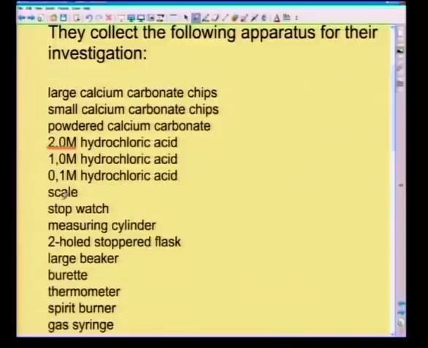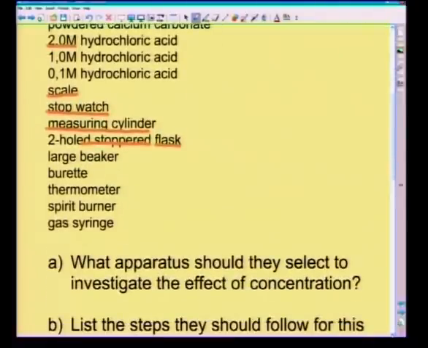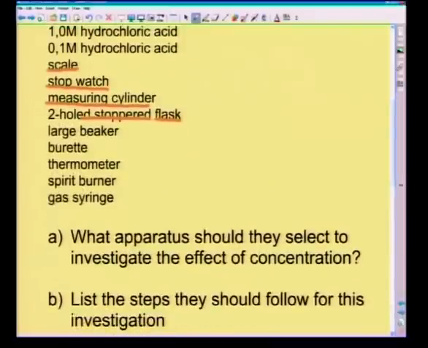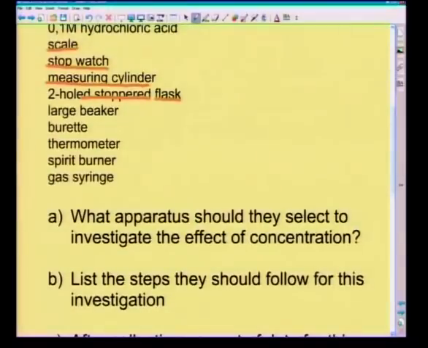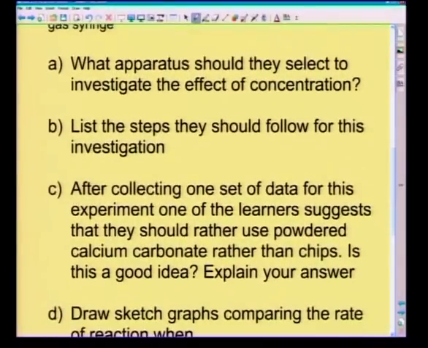And then they also have a scale. They have a stopwatch, a measuring cylinder, and a 2-holed stoppered flask. I think here maybe it could be for collection of gas. A large beaker, a burette, a thermometer, a spirit burner, and a gas syringe. Now, the question is, what apparatus should they select to investigate the effect of concentration?